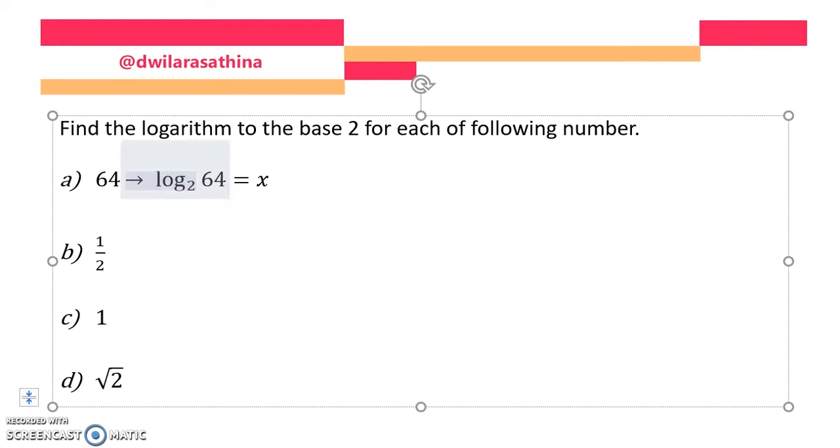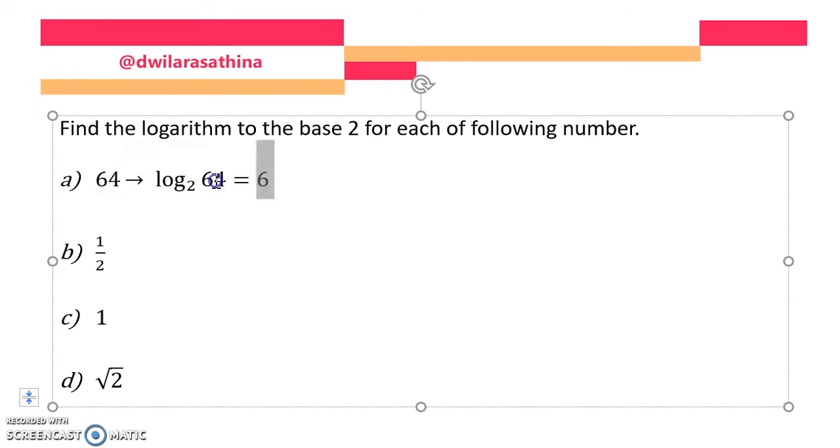Okay, alright, we have to find the value of x. Log to the base 2 of 64 is, another way of rewriting this, 2 to the power x is equal to 64, and the answer is 6, right? Because 2 to the power of 6 is 64. Alright, do you get the point?